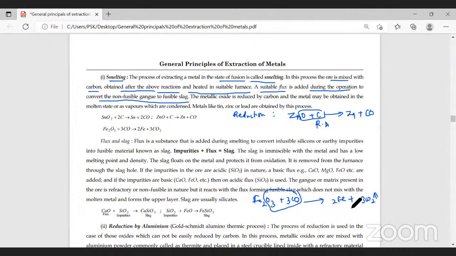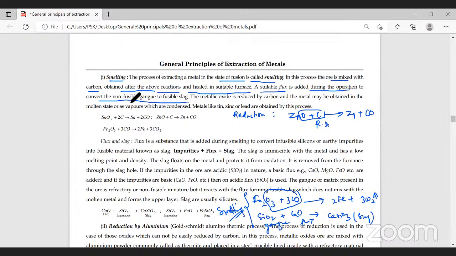This is also reduction. But in the case of extraction of iron, the impurity is sand. This is the gangue particle. To remove the sand, we need a flux. The flux is basic calcium oxide, which gives you calcium silicate. This is called slag. Calcium silicate is slag. So this process is called smelting.